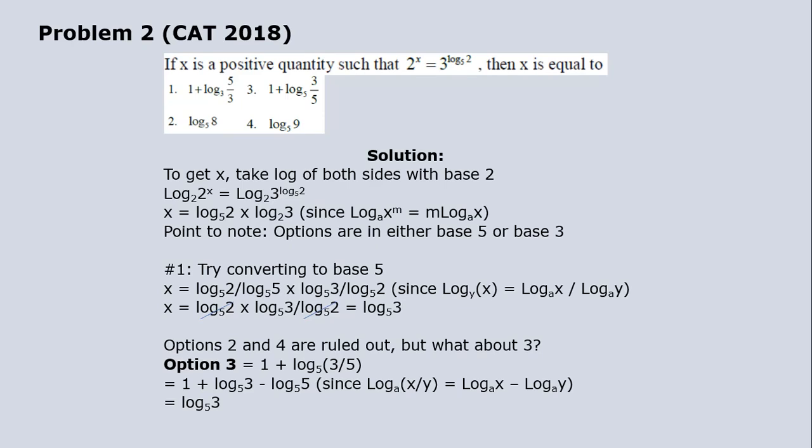Upon looking at the options again, 2 and 4 are eliminated since log 3 is definitely not equal to log 8 or log 9. But what about option 3? If we simplify option 3, we will in fact see that it is equal to log 3 to the base 5, and so we get our answer.